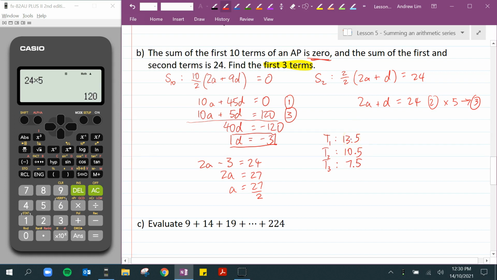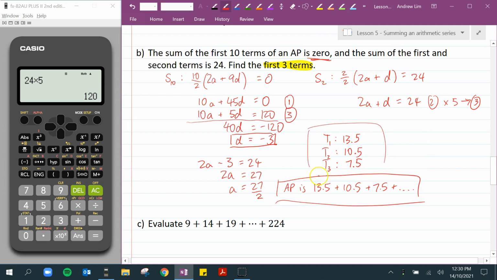So if I were to write out the AP, the series, it would be 13.5 plus 10.5 plus 7.5 plus etc. And that's what the AP is. But the question doesn't ask us to do that. It just tells us to write the first three terms, so I will just write that.